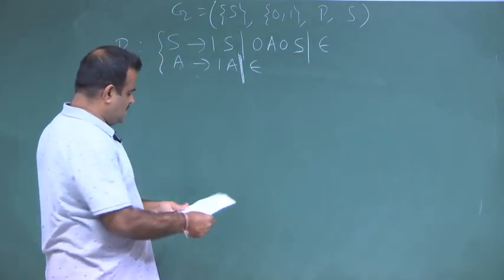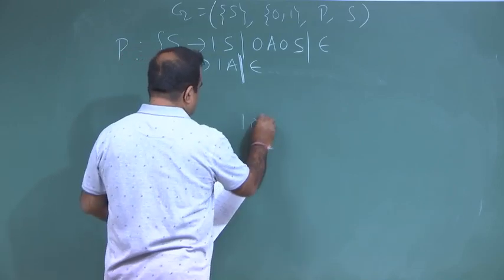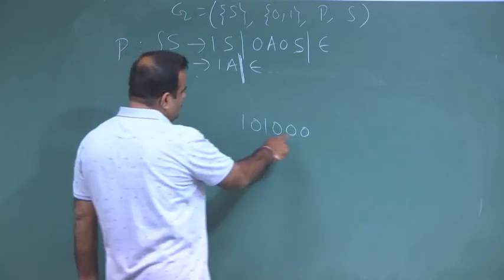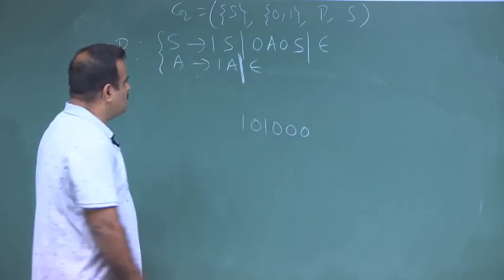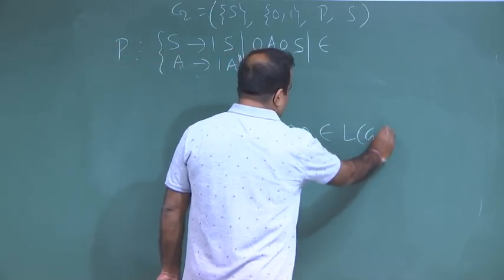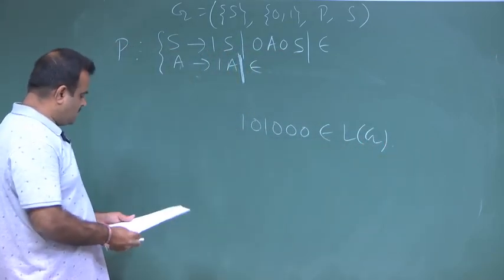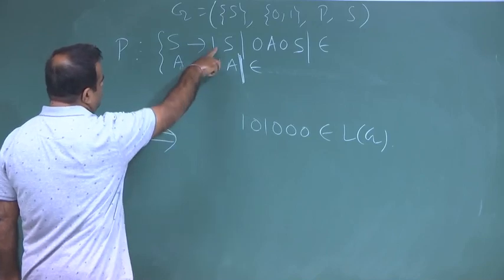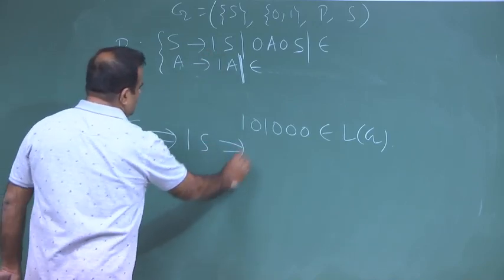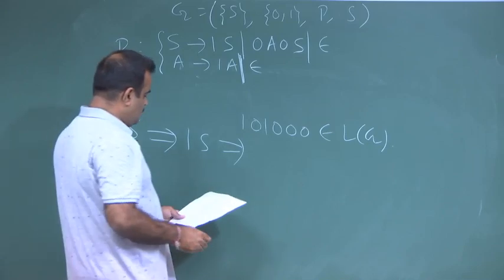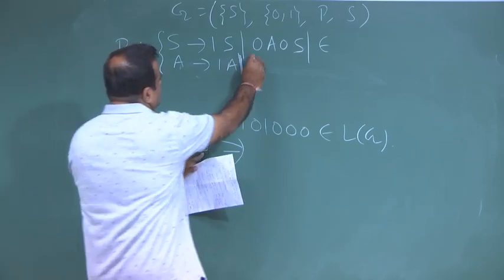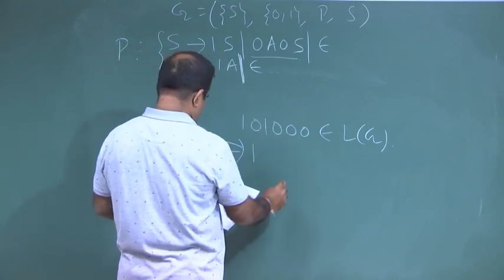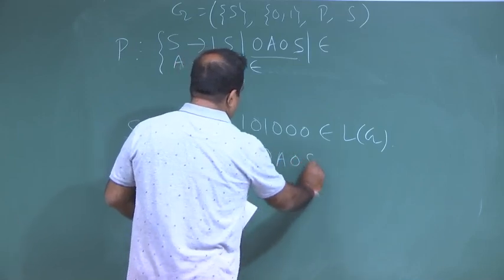We can check with an arbitrary string, 1 0 1 0 0 0. How many zeros does it have? 1 2 3 4, an even number of zeros. We want to check whether this is generated by this grammar. How to check that? We start with S and derive. We have a 1 over here, so we take S going to 1 S, then we can take S to be this rule, because we already have a 0. So 1 0 A 0 S.